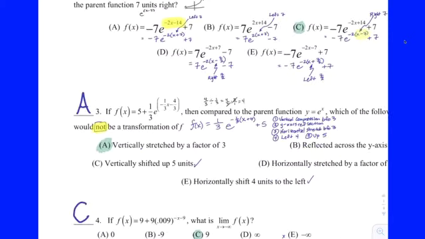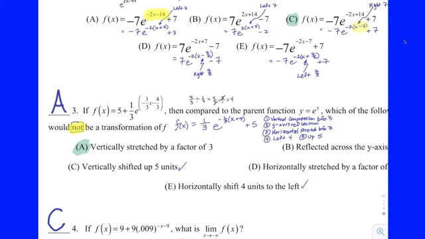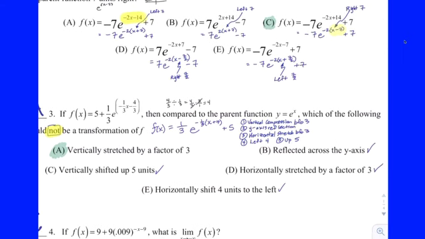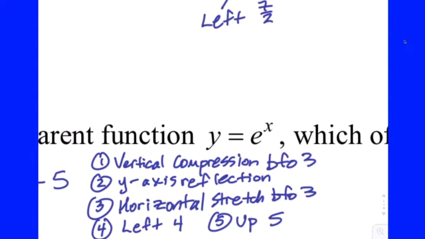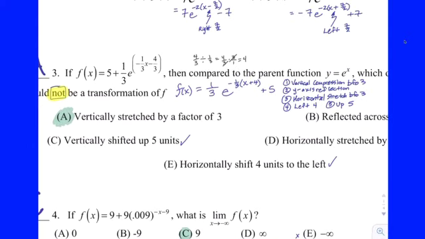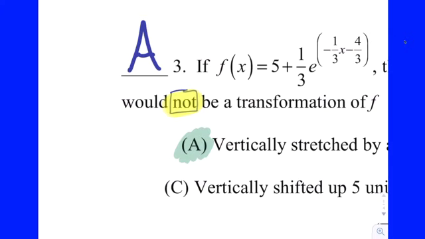Let's see which ones are there. A, vertically stretched by a factor of 3. The answer choices aren't written in any particular order, by the way. Reflection across the y-axis, yeah. Vertically shifted up 5 units. Horizontally stretched by a factor of 3, yeah. Horizontally shifted left 4 units. So which one was it? Yeah, it was A. I said vertically stretched, and we had right there vertically compressed. So the answer is A. Yeah, very good, the very first one. So on that one, when you get to the first one, you're like, I don't think so. You do check out, hopefully, the other 4.